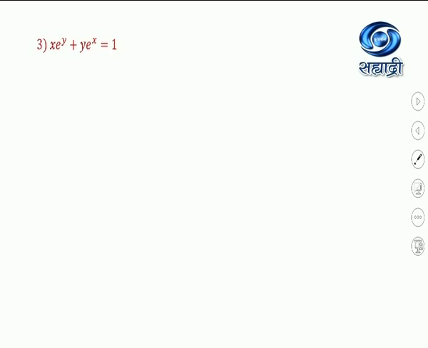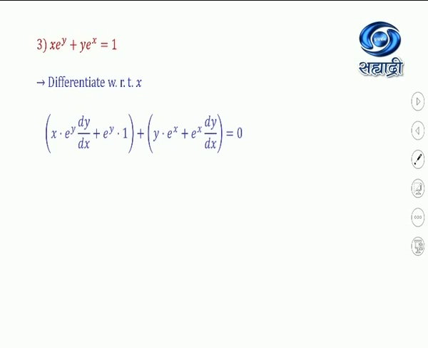x into e raised to y plus y into e raised to x equal to 1. This is again an implicit function. We have to differentiate it with respect to x. Now see here, u into v. Here again u into v, first function into second function, first function into second function, by using the product rule of derivative.